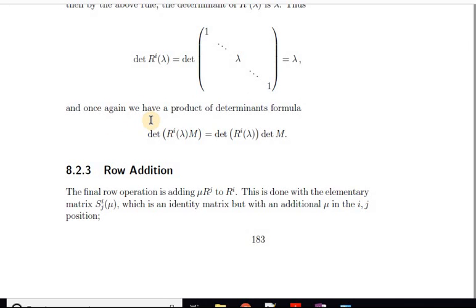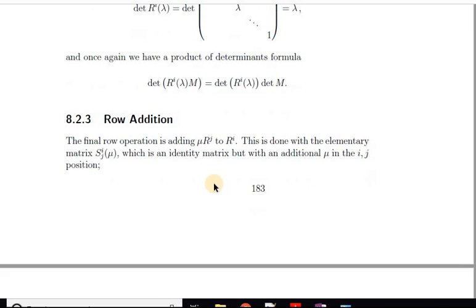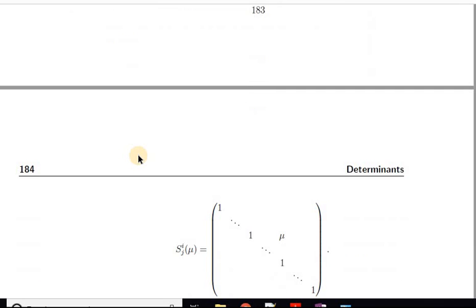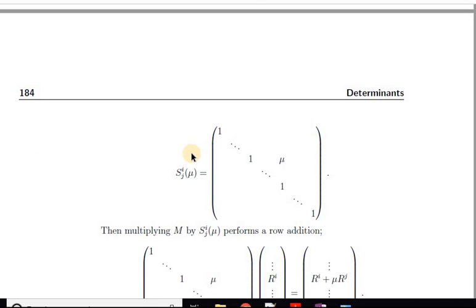Now, there's just one more type of elementary operation, which is row multiply and add. So it's expressed here as mu times Rj plus Ri. So I'm adding mu times row j to row i. All right? And the way that matrix is written is Sij of mu. Okay, so the mu denotes the constant that the row is being multiplied by. And the way to get the elementary matrix is to perform the same operation on the identity matrix.